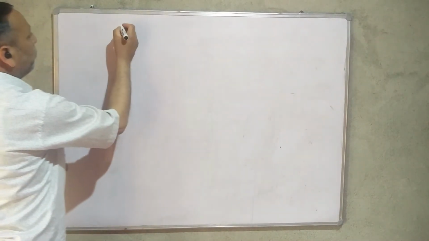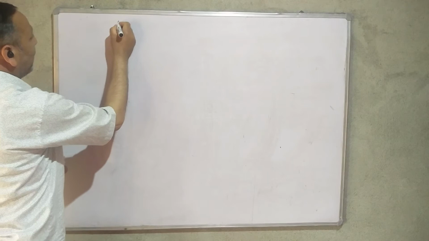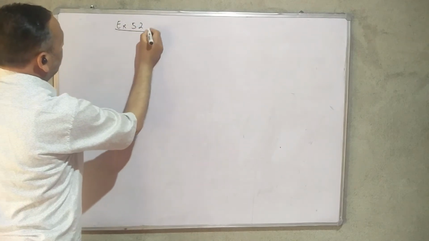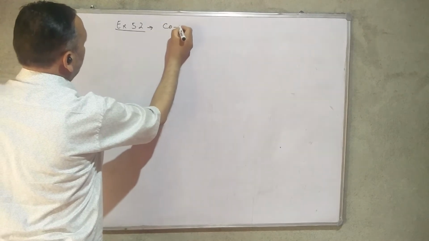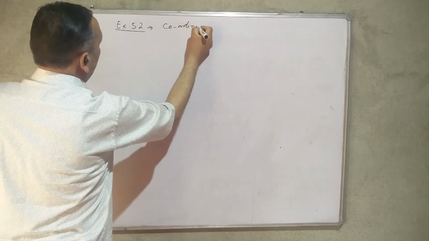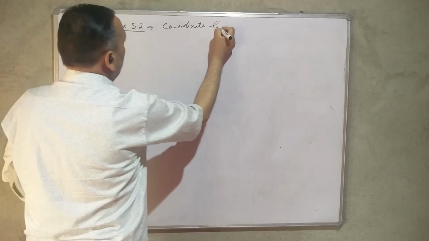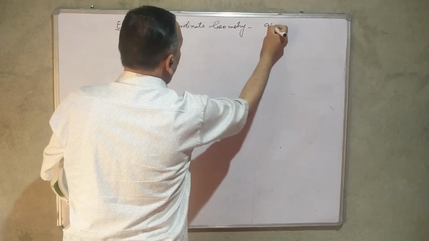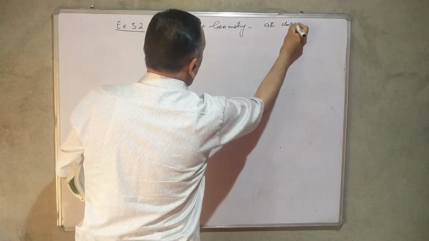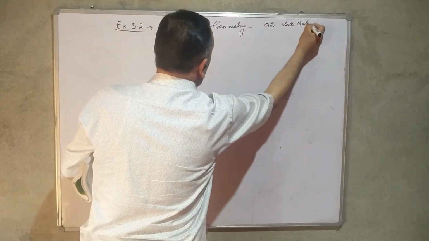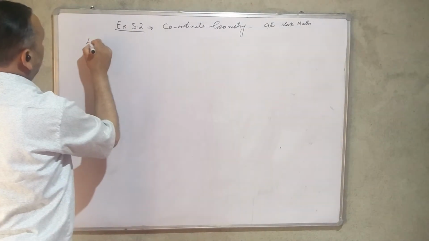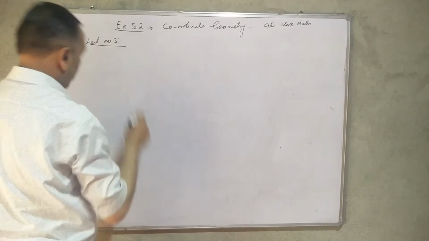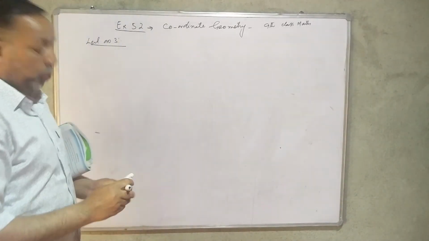Now let's move to exercise 5.2, coordinate geometry. Ninth class maths. This is exercise 5.2.